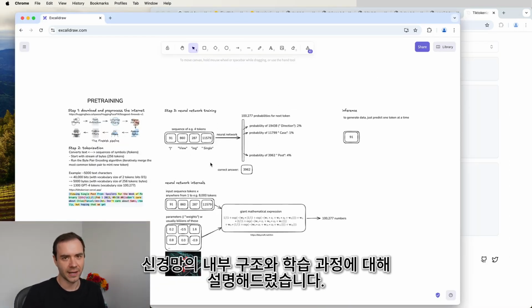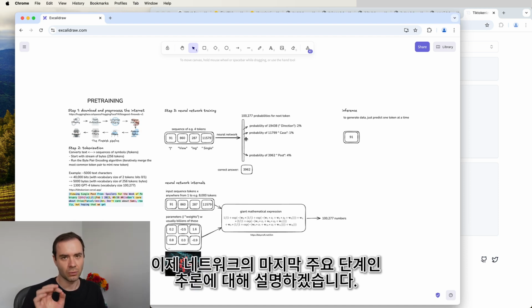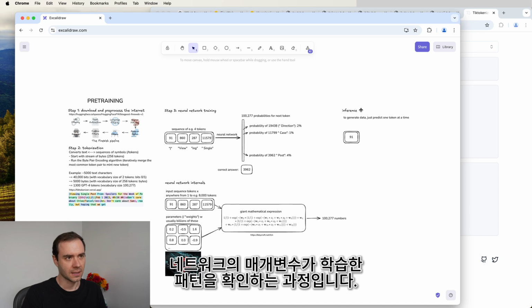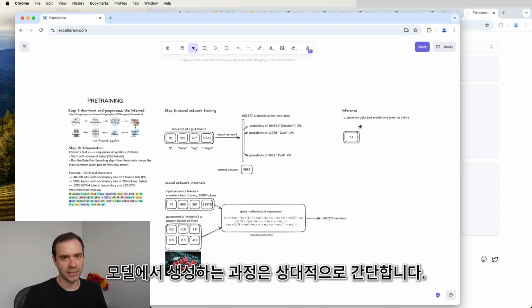Okay, so I've shown you the internals of the neural network, and we talked a bit about the process of training it. I want to cover one more major stage of working with these networks, and that is the stage called inference. In inference, what we're doing is we're generating new data from the model. And so we want to basically see what kind of patterns it has internalized in the parameters of its network. So to generate from the model is relatively straightforward.